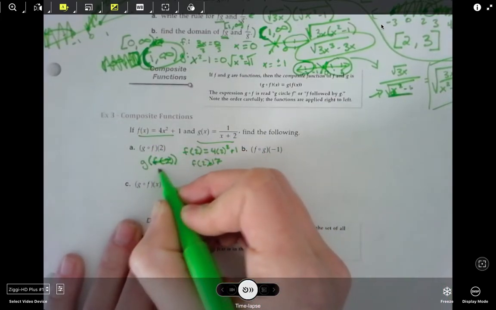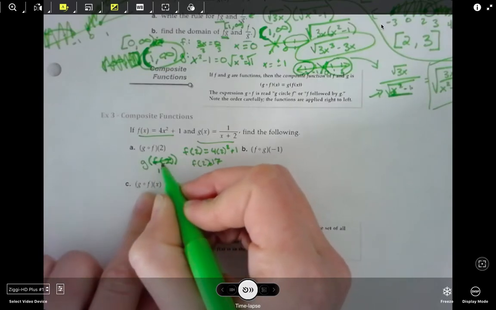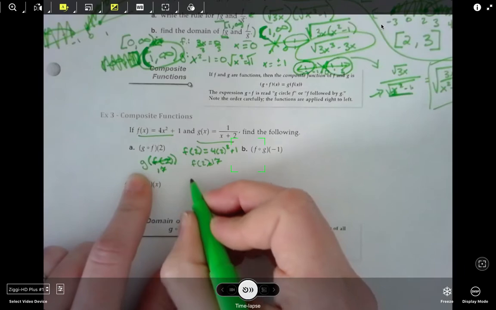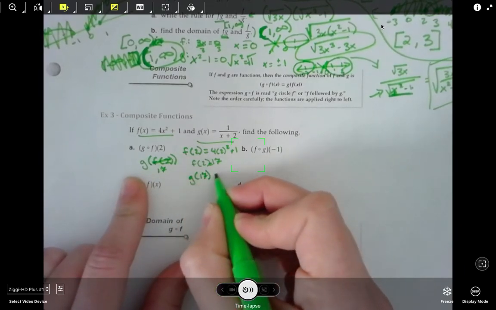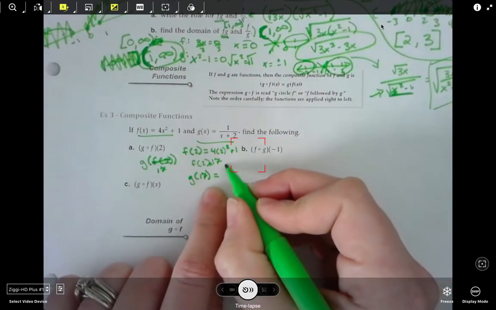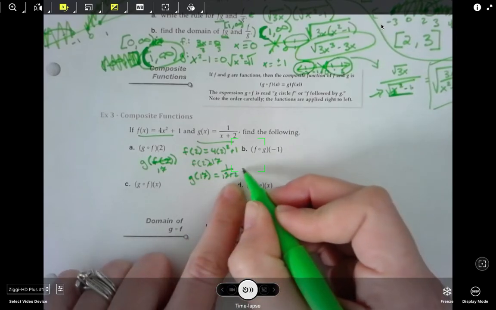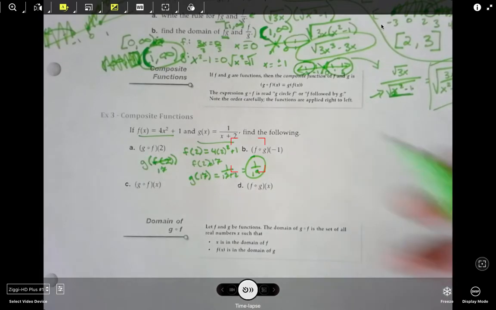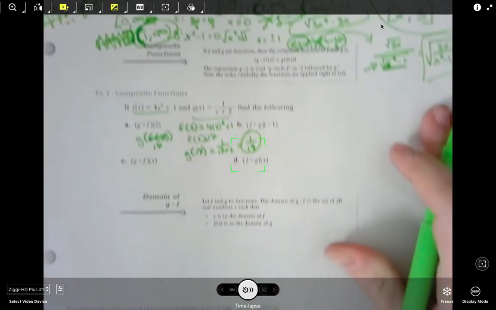Now if f of 2 is 17, then 17 is basically taking the place of f of 2, and so g of 17 is what we need to find next. G of 17 is 1 over 17 plus 2, which is 1 over 19, and that is the final answer. So you plug it into the inside, and then you plug it into the outside, and then you're done.